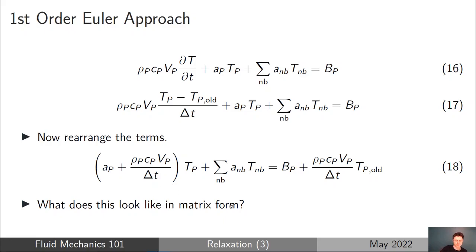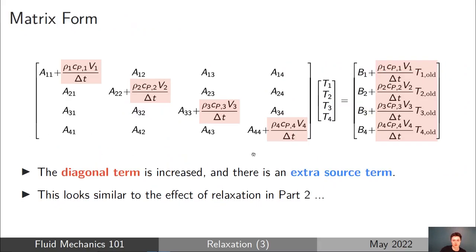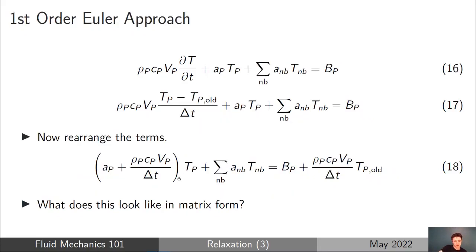And when I do that, I arrive at equation 18. And this is a new equation. We haven't come across this one before, but when we look at this in a bit more detail, we see that it has some interesting similarities with the equation for implicit relaxation that we looked at in the previous talk.